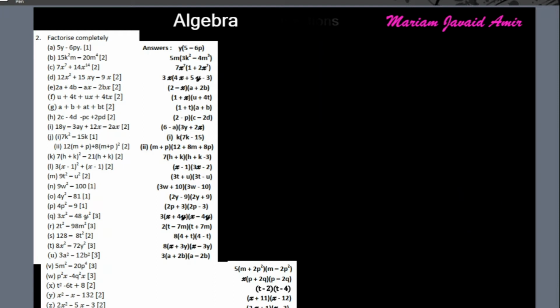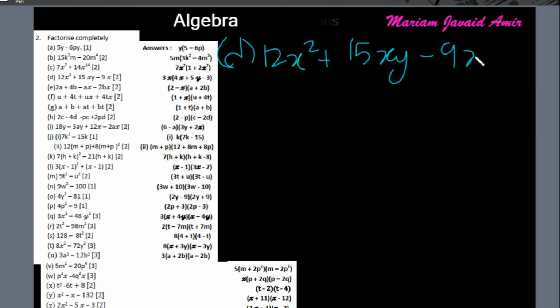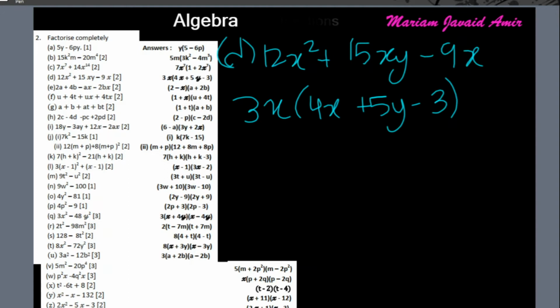Okay, next up is part D. 12x square plus 15xy minus 9x. So we have 3 common in all 3 of these, and then x common. So we're left with 4x plus 5y minus 3. One way of checking your working is when you open the brackets, you should get this back.